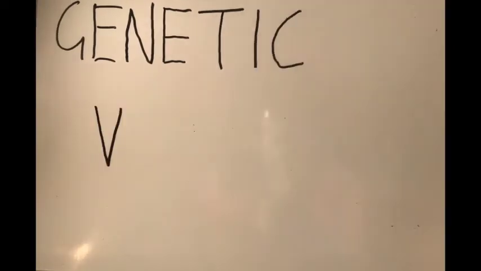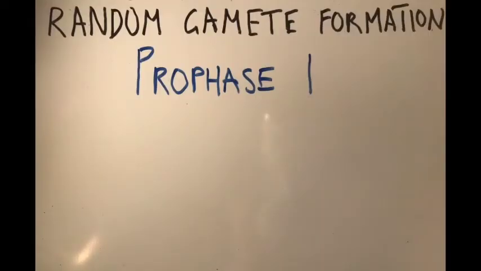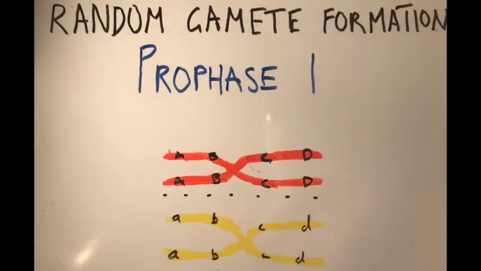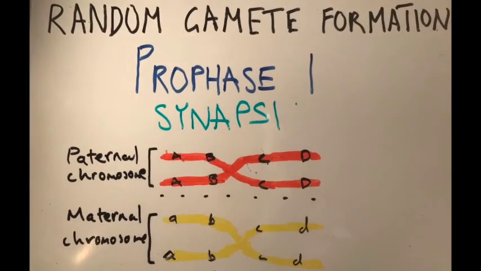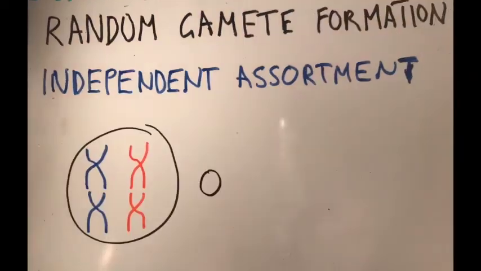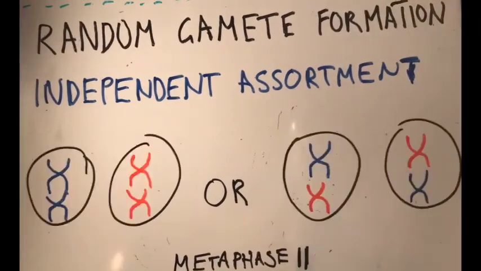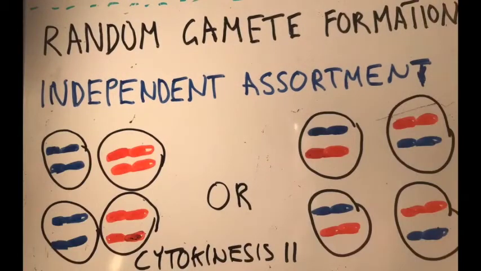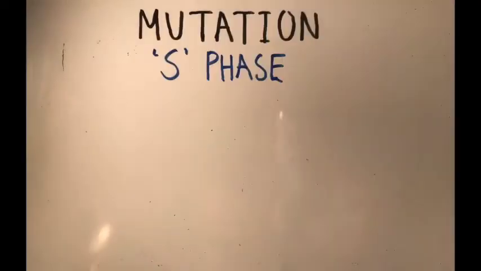There are two key factors within meiosis that ensure genetic variation. The first is random gamete formation, which relies on crossing over, ensuring that the daughter chromosomes in gametes have a mixture of paternal and maternal alleles, and independent assortment, which ensures that each gamete has a variety of maternal and paternal chromosomes. The second is mutation, which occurs during the synthesis phase prior to meiosis within germline cells.